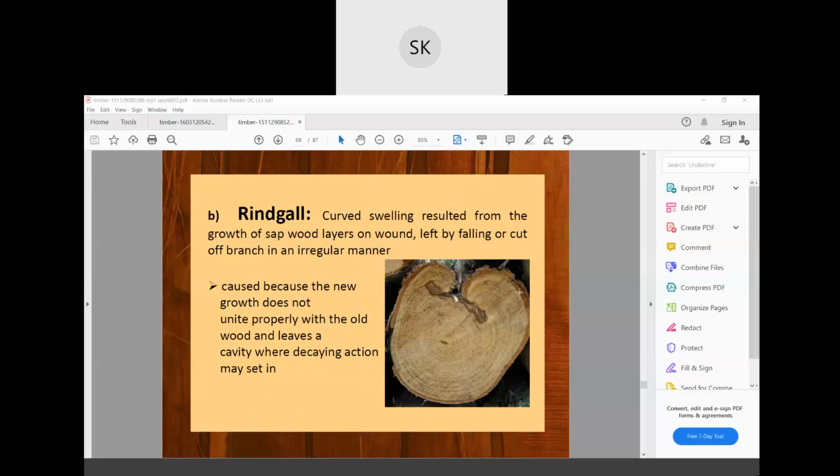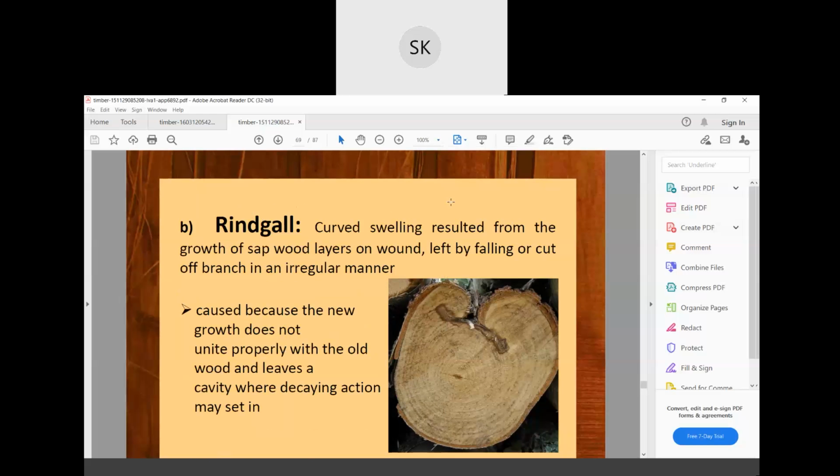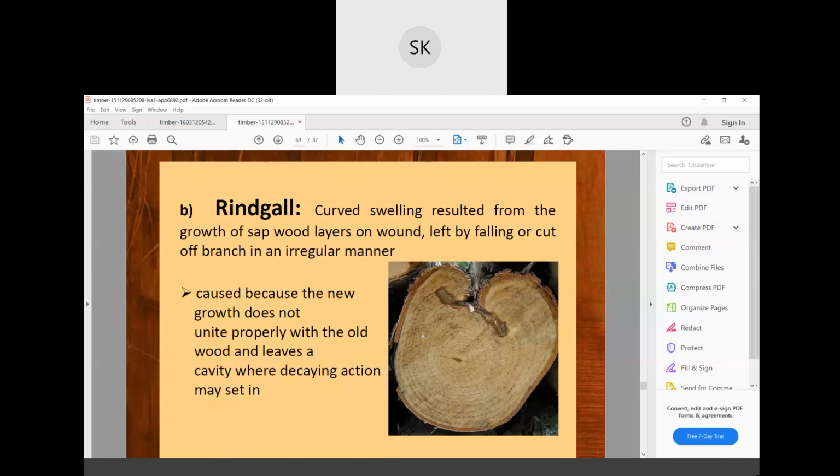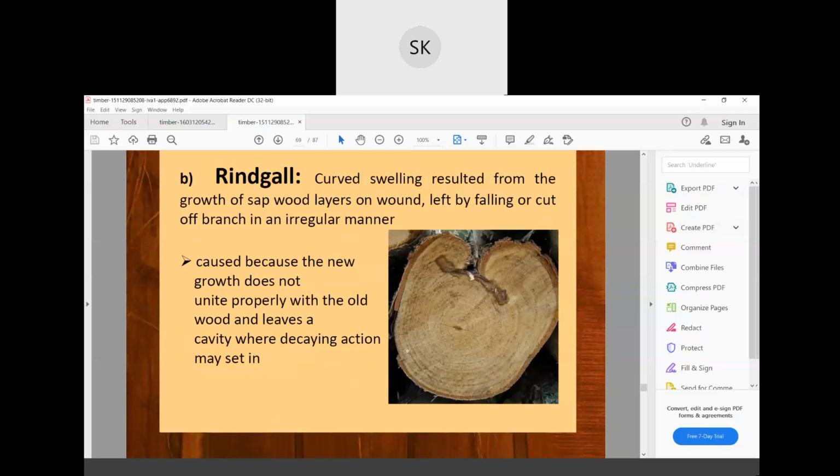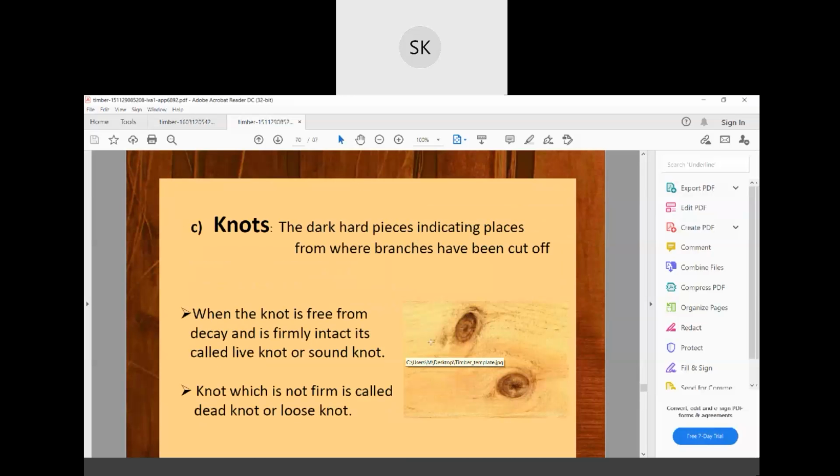Now ring gull, curved swelling. This is the curved swelling. If you see the figure, let me zoom a bit. This is the curved swelling resulted from the growth of sapwood layers on the bone left by falling or cut of a branch in an irregular manner. Caused because the new growth does not unite properly with the old wood and leaves a cavity where decaying action may set in. This is the ring gull.